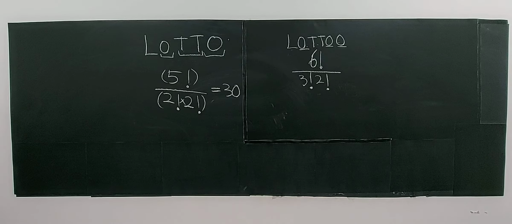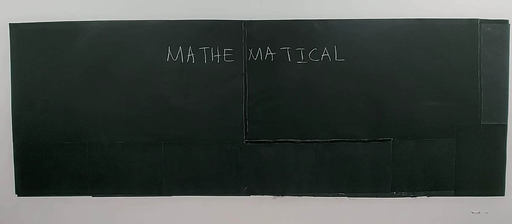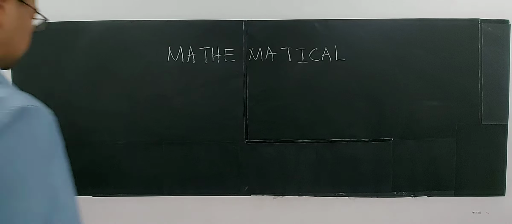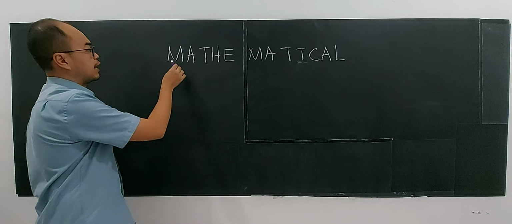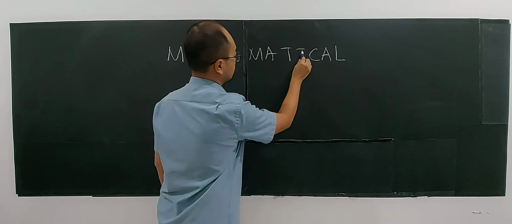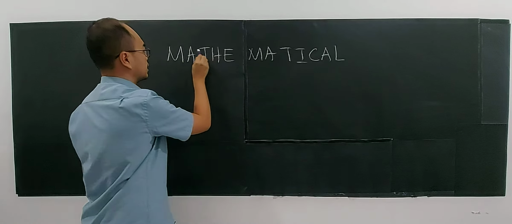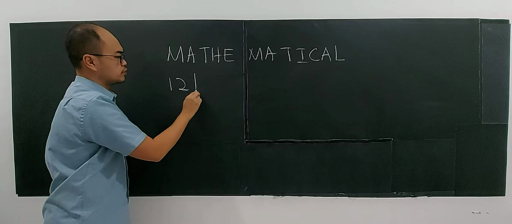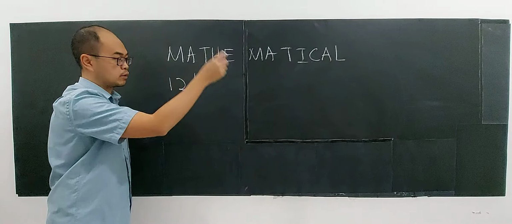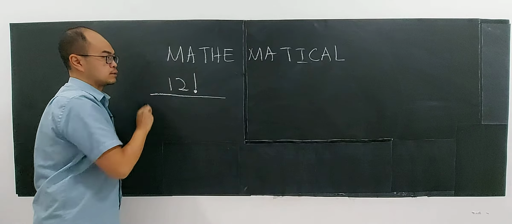Okay, let's look at the last example, mathematics. How many objects are there here? 1, 2, 3, 4, 5, 6, 7, 8, 9, 10, 11, 12. It's supposed to be 12 different objects. If they were all different, it would be 12 factorial, arranging all 12 of them. But now there is a problem here.